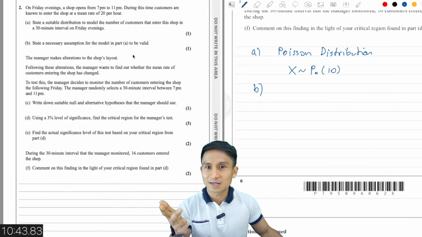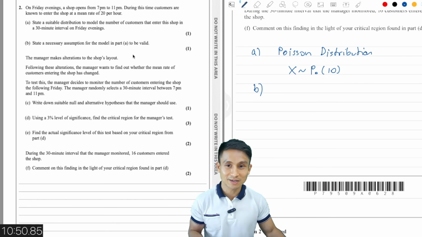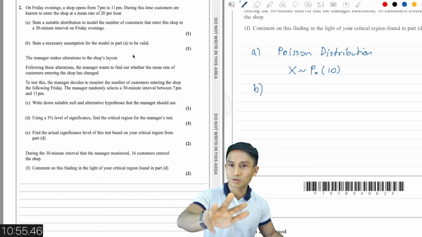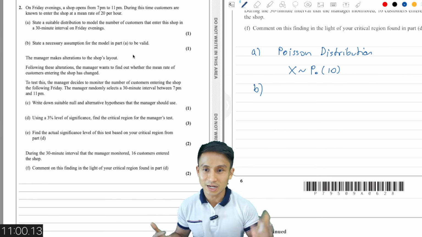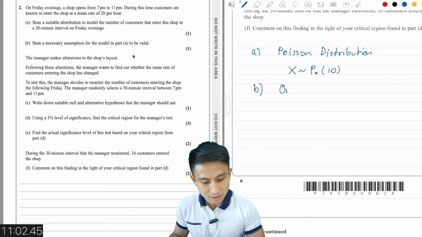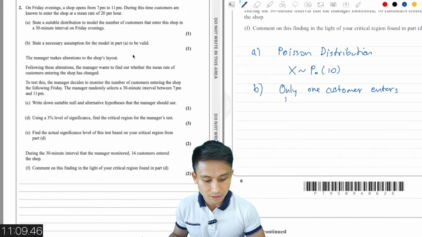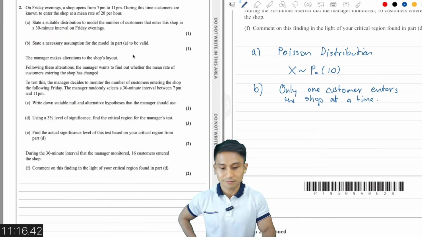The second one is that only one single customer enters the shop at a time. We can also use that. And the third one, the constant rate of occurrence. But we already talked about the constant rate here. So I'm just going to go with the second one because it might not be that trivial. So only one customer enters the shop at a time. Yeah, no more than one, right?